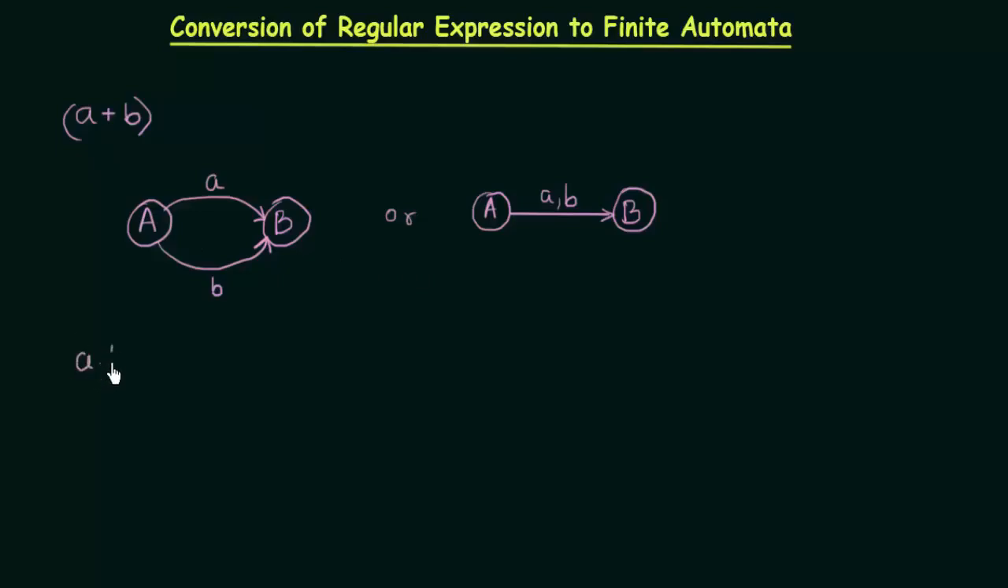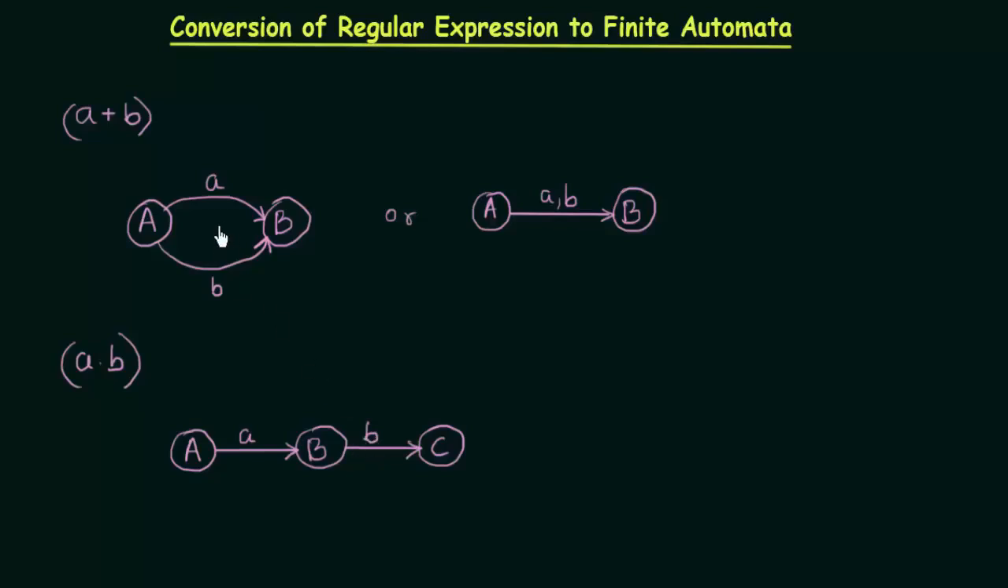Another expression that we were familiar with in our regular expressions was of this form, A dot B, or sometimes represented as just AB. When you have expressions of this form, you need to have three states, A, B and C, and we can say that A will go to the next state B on getting input small a, and B will go to the next state C on getting input small b.